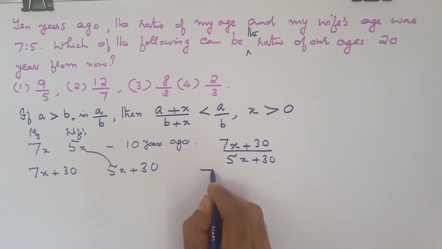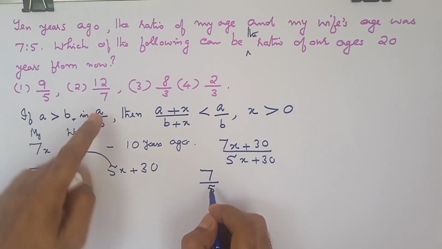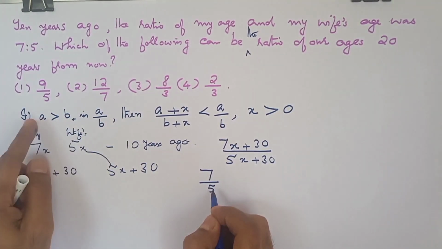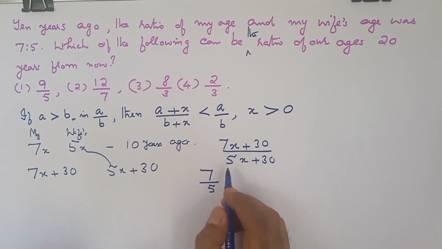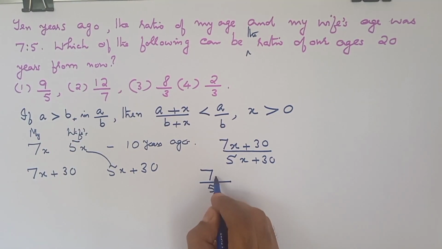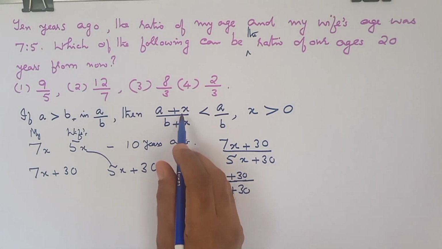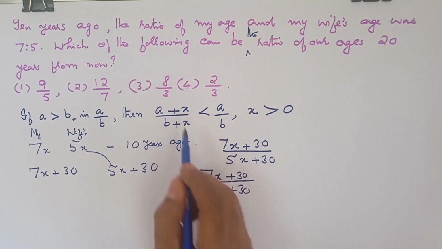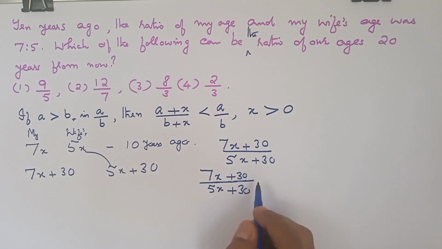Now look at this fraction. Here 7 is bigger than 5. So it is something like a greater than b in a by b. Now what are we adding? X doesn't make any change. Still this will be bigger. Then we are adding what? 30. Can you see this? See, instead of adding x here, we are using a specific number 30 which is greater than 0.